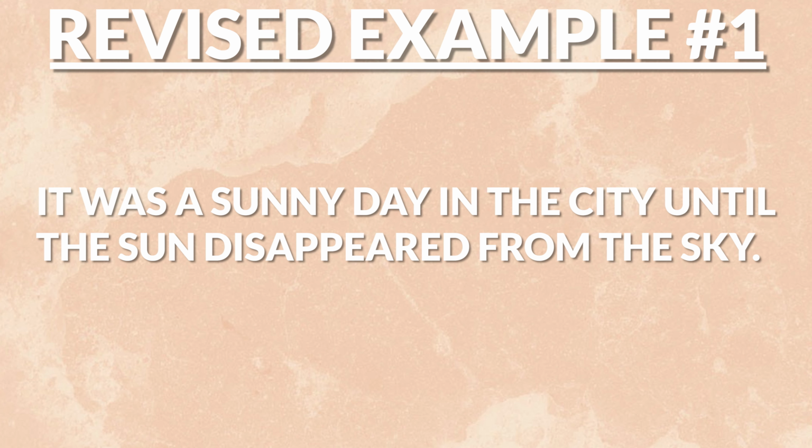Now, while these are bad examples of hooks, it's really easy to turn both of these examples into great hooks. For example, with the first one, instead of saying it was a sunny day in the city and everyone was going about their business, instead you could say it was a sunny day in the city until the sun disappeared from the sky. Now, this isn't the greatest rewrite, and I'm doing this off the top of my head, but even that makes me ask the question of, well, what happened to the sun? I mean, if the sun disappeared from the sky, I'm pretty sure a lot of people would have questions.